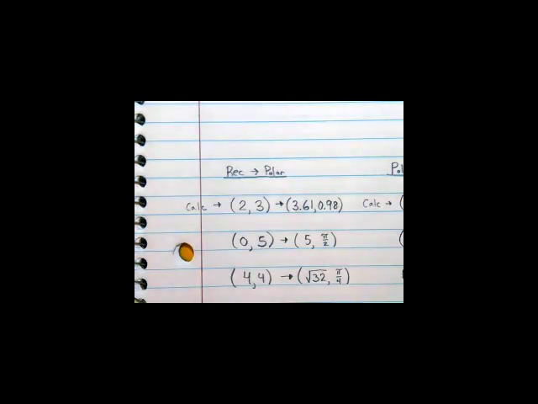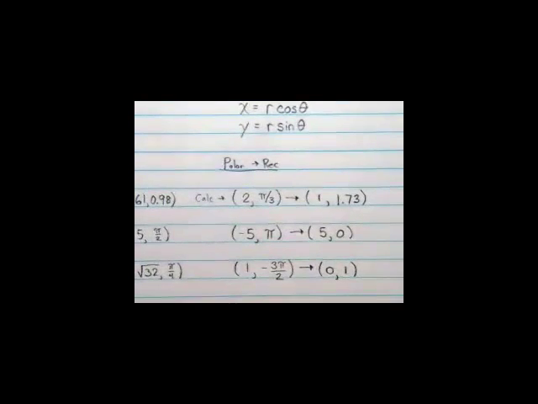So, feeling okay with those? Converting into rectangular, or converting into polar? Okay. I got those. The x: 2 cosine of pi over 3 gives you 1. 2 sine of pi over 3 is 1.73. Now, the second two, you could still use those two formulas and do it in your head. If you know the values, you can do that just fine in your head.